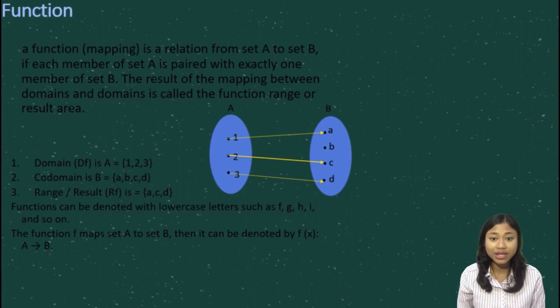A function can be denoted with lowercase letters such as f, g, h, and so on. If the function f maps set A to set B, then it can be denoted by f from A to B.